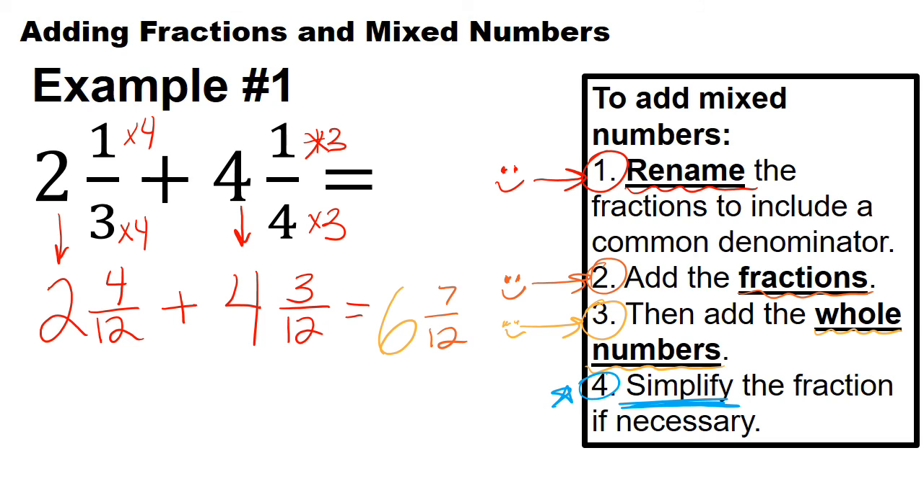And last but not least, step number 4 is to simplify. And guess what? This is already simplified, so your work is done here. So we can say that when we add 2 and 1/3 plus 4 and 1/4, it equals 6 and 7/12.